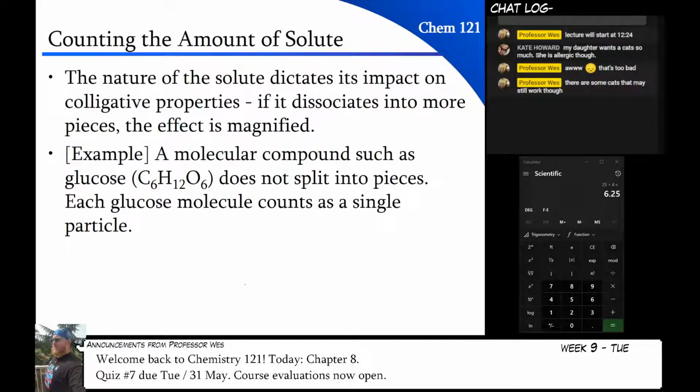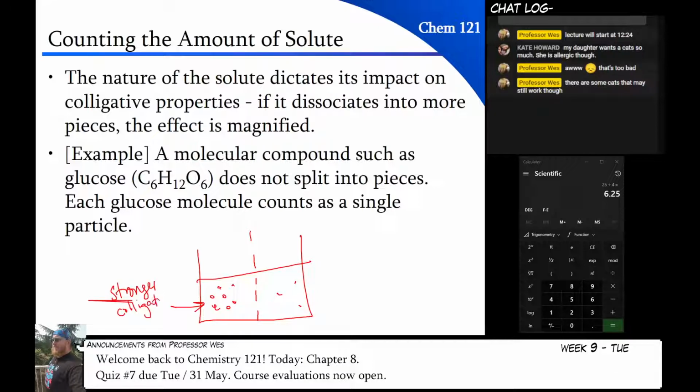Now, the number of particles that you have is going to affect this. So if I have lots of particles versus not very many particles in my solution, we're going to have stronger colligative effects in the concentrated solution as opposed to the dilute solution.